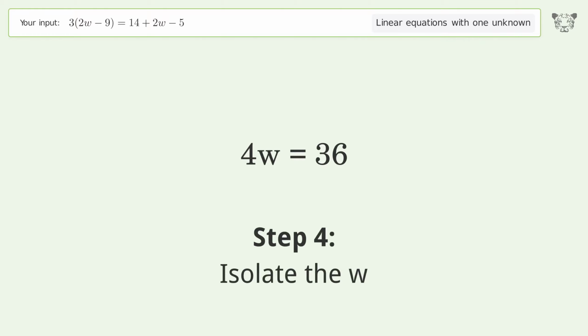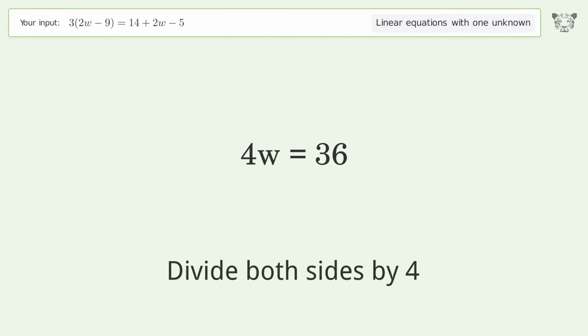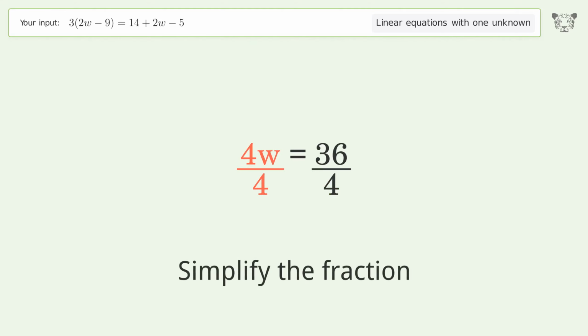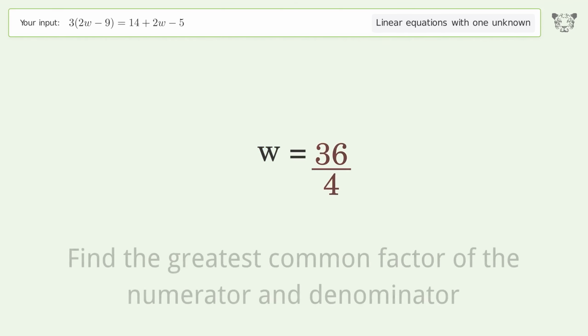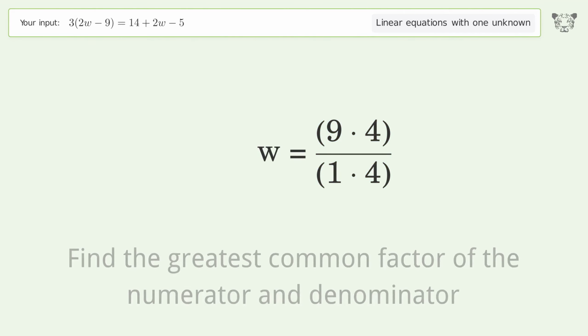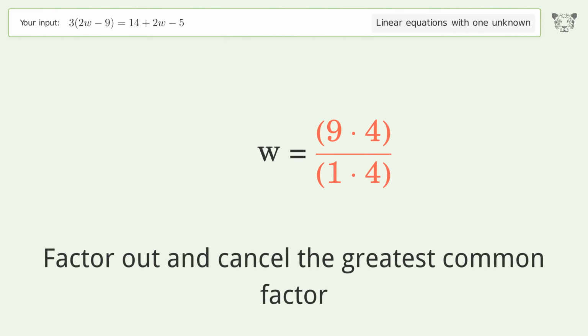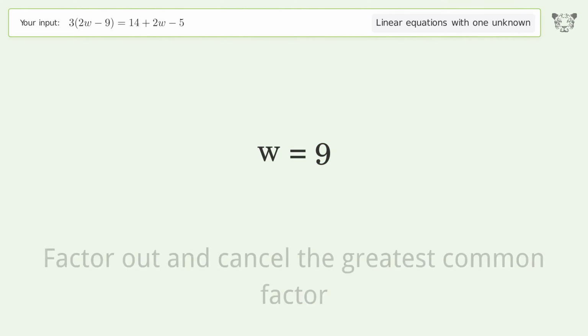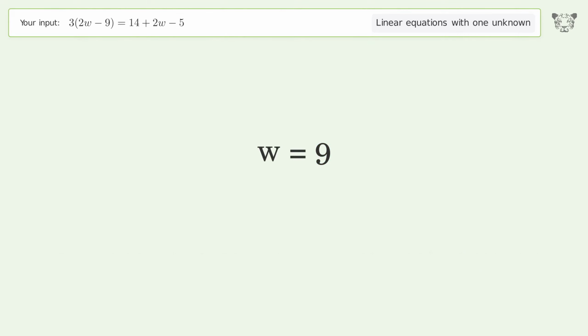Isolate the w. Divide both sides by 4. Simplify the fraction. Find the greatest common factor of the numerator and denominator. Factor out and cancel the greatest common factor. And so the final result is w equals 9.